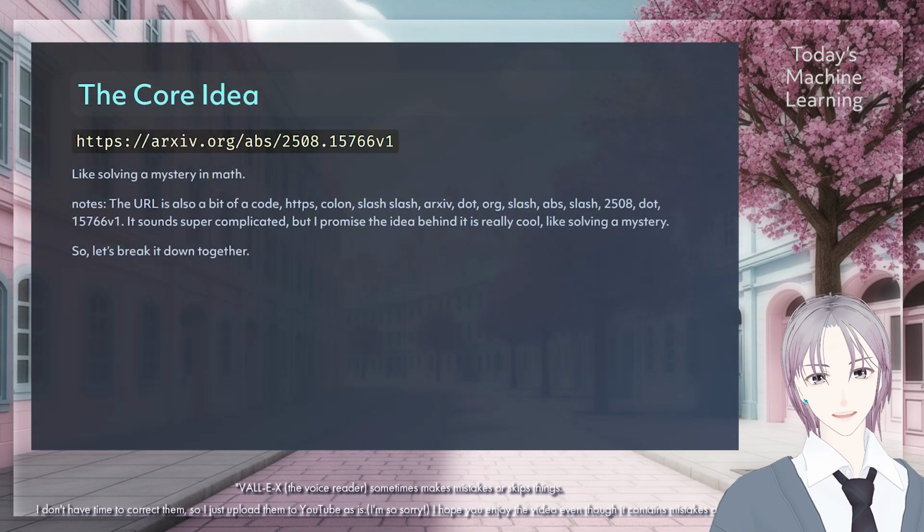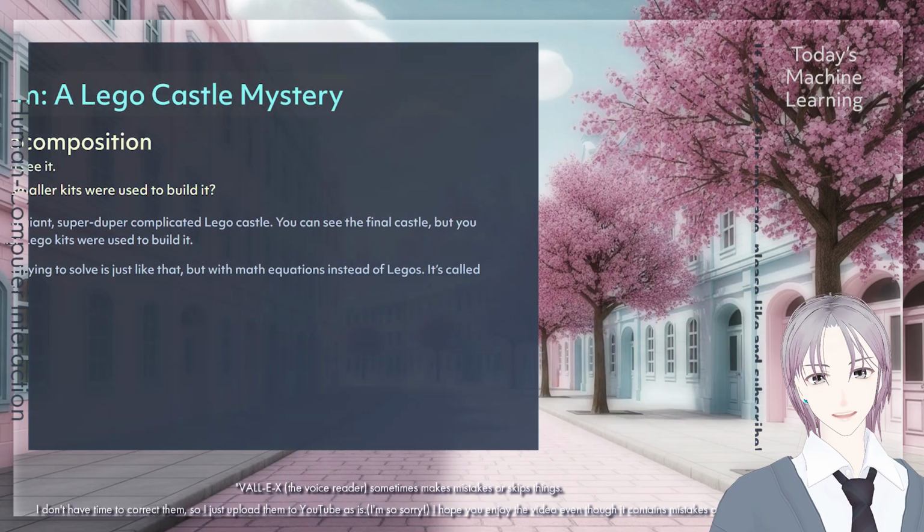The paper's link is arxiv.org/abs/2508.50.50,007. It sounds super complicated, but I promise the idea behind it is really cool, like solving a mystery. So let's break it down together.